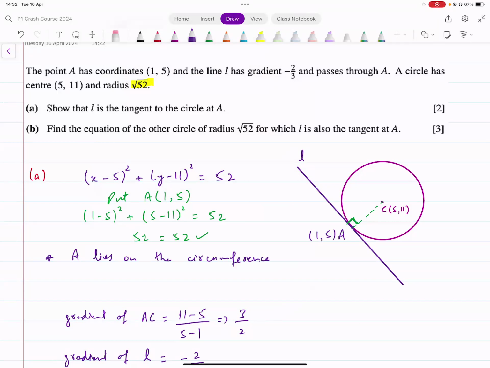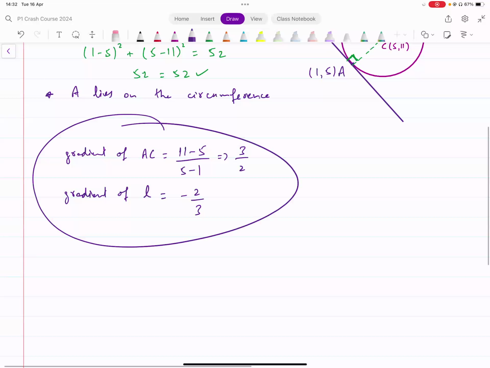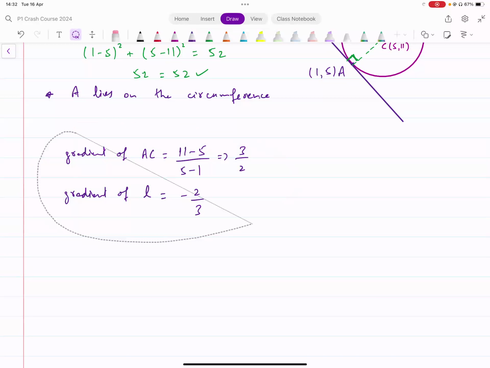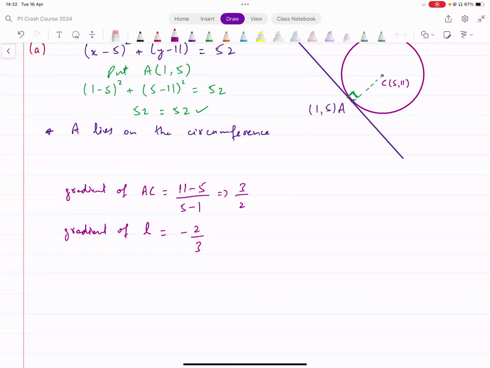That's one thing proved. Now, since A lies on the circumference, and we also proved that AC and L are perpendicular to each other, this would be the second thing that you prove now. You would say gradient of AC then is 3 over 2. Gradient of L is minus 2 over 3. These are negative reciprocals of each other. And that proves the second thing, which is AC is perpendicular to L.